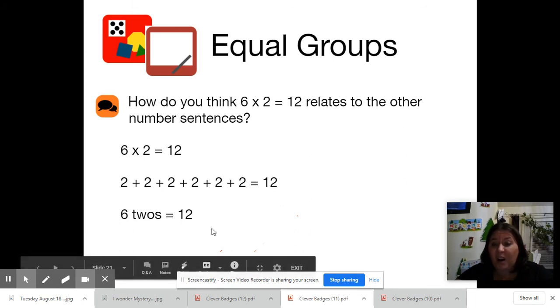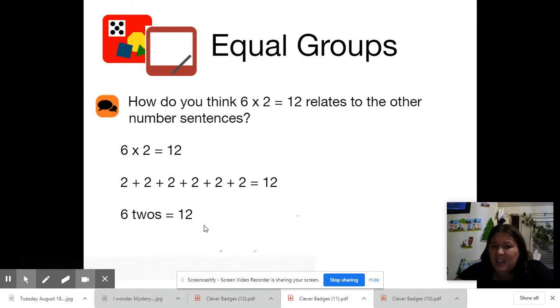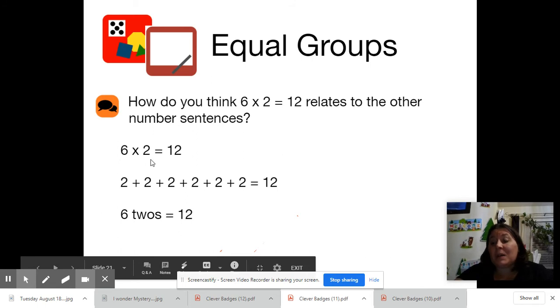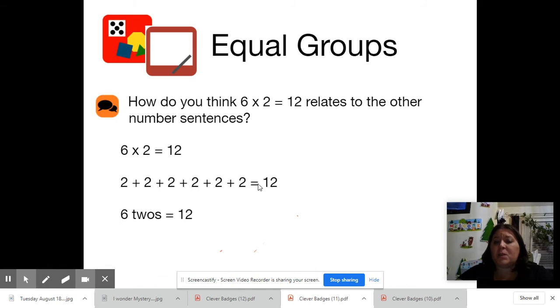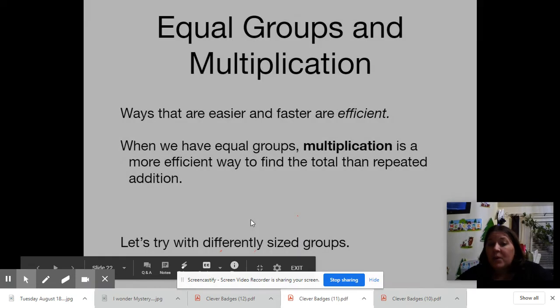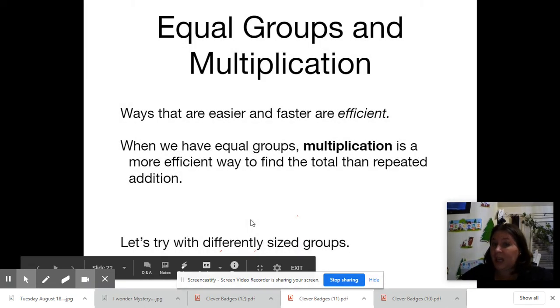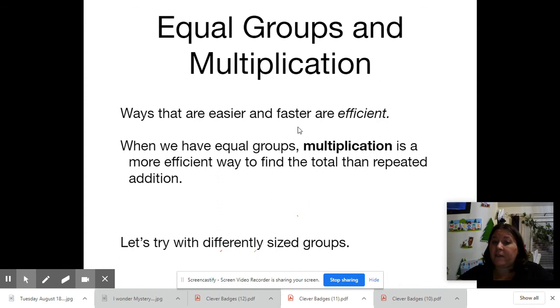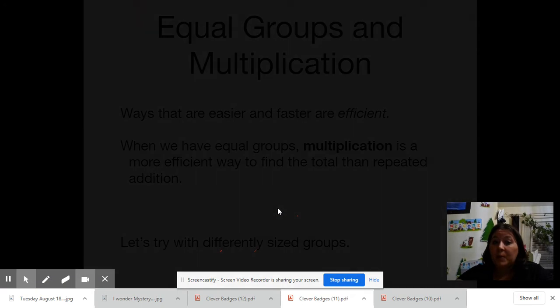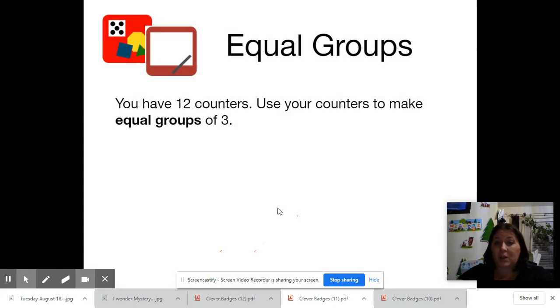Well, I think they're all showing the same way to figure the same thing out, but I think multiplication is so much faster than going 2 plus 2 plus 2 plus 2 plus 2 plus 2 equals 12. I think it's just so much faster. And that's why we move from repeated addition to multiplication, because it's easier and faster. And we say that that's more efficient. So we're going to be very efficient in our equal groups, and we're going to try to take our equal groups from adding to multiplication, all right?